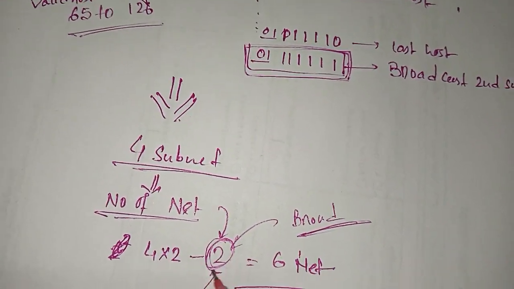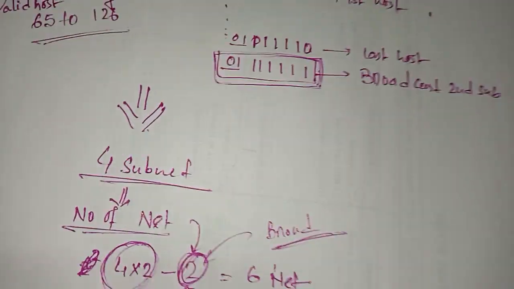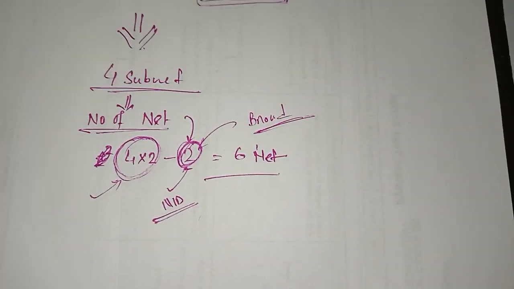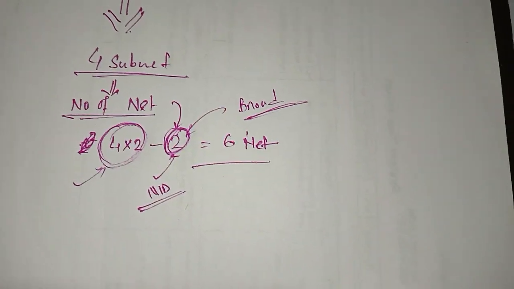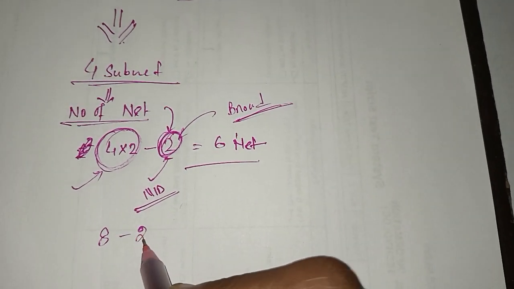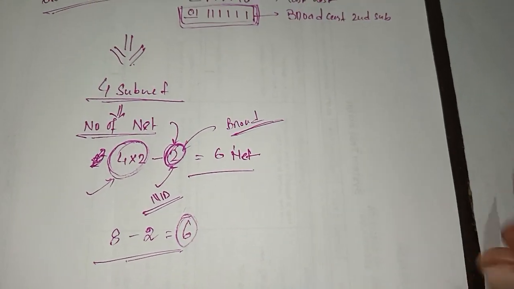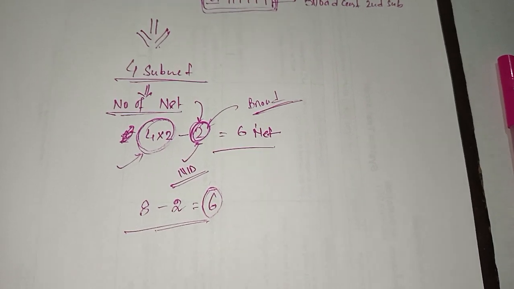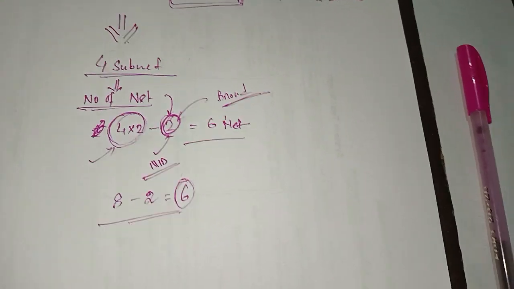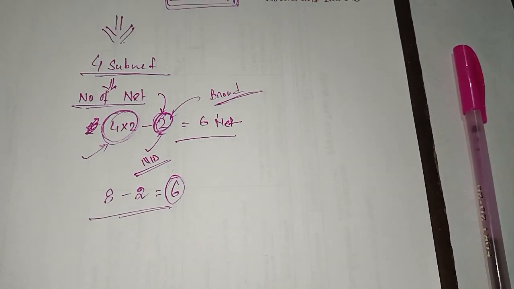So we consider that as 2. We divided it into 4 subnets, and in every subnet we have one network ID and one broadcast address, so we consider that as 8. And 2 we had actually used previously, so 6 network IDs are being wasted. If we divide it into a larger number of subnets, even more will be wasted. So this is the disadvantage of subnetting.